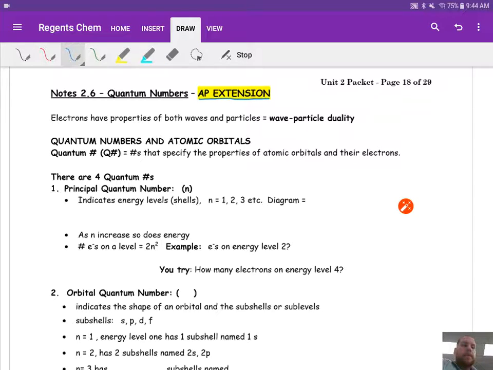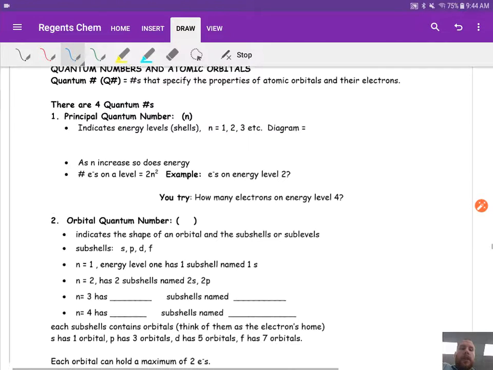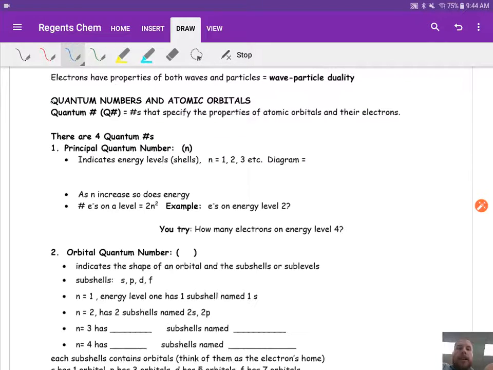All right, quantum numbers and atomic orbitals. Quantum numbers, guys, specify the properties of atomic orbitals and their electrons. There are 4 quantum numbers that we're going to talk about. Essentially, these are telling us where electrons are, trying to pinpoint electron location as best we can. We're going to find out that we can't exactly get it, but we can get the general area.